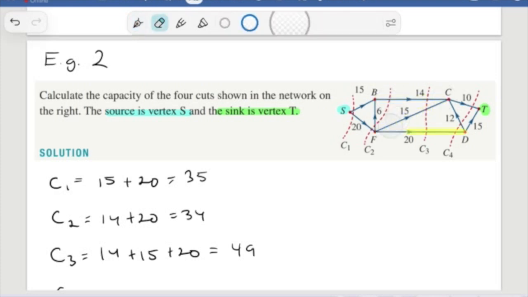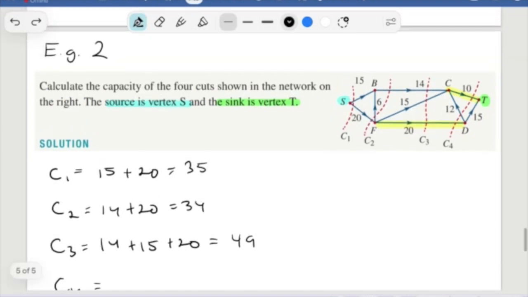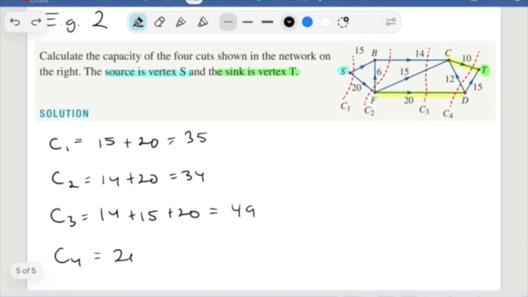And finally, we're looking at cut 4. Now we're considering which edges it passes through. We have this edge here, this edge here. Those are in a direction from source to sink, but this third one goes in the opposite direction. So we are not going to consider that when we count the cut capacity. So here the only two numbers we're adding are 20 and 10. So the capacity of cut 4 is 20 plus 10, which gives us 30.